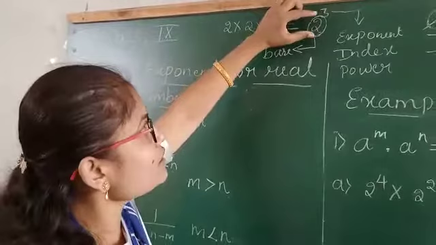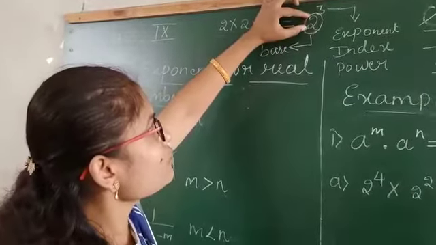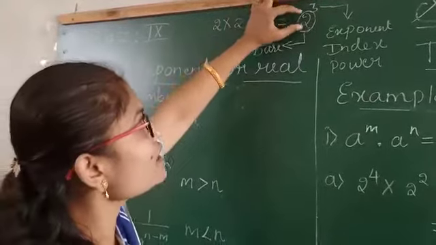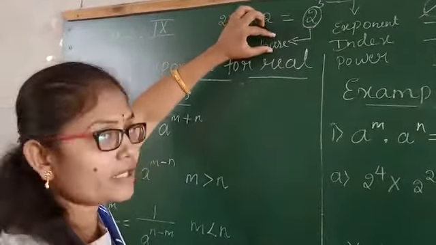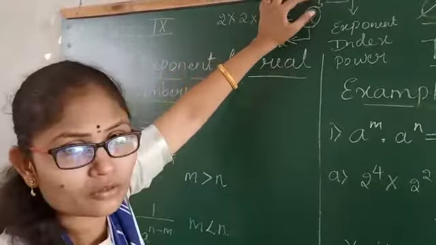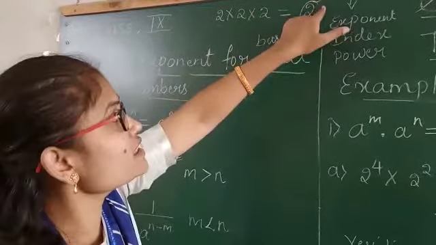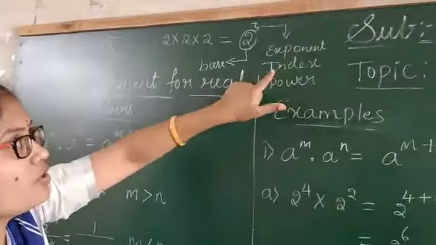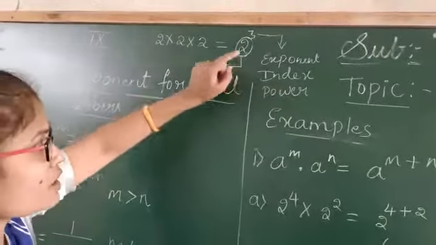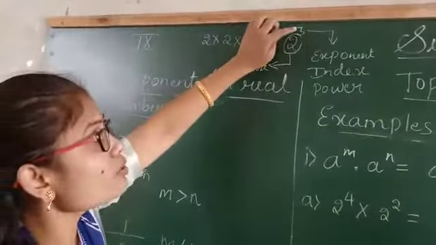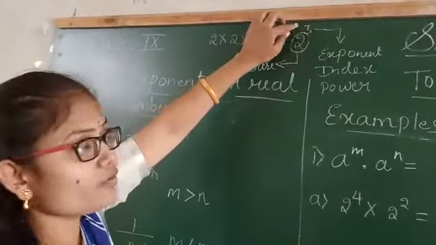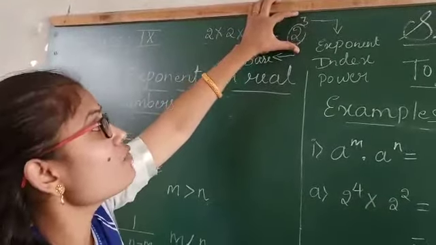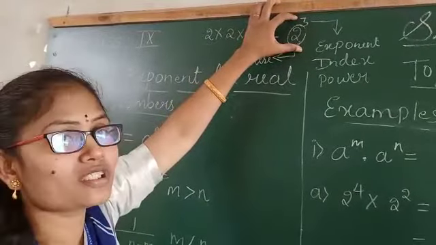Now, the number 2 that is multiplied, we are going to call the base. And how many times that number is going to multiply? 3 times. So this 3 indicates the exponent. We can call it exponent, index, or power. Now we can call this number 2 to the power of 3. This number we are going to call a powered number.